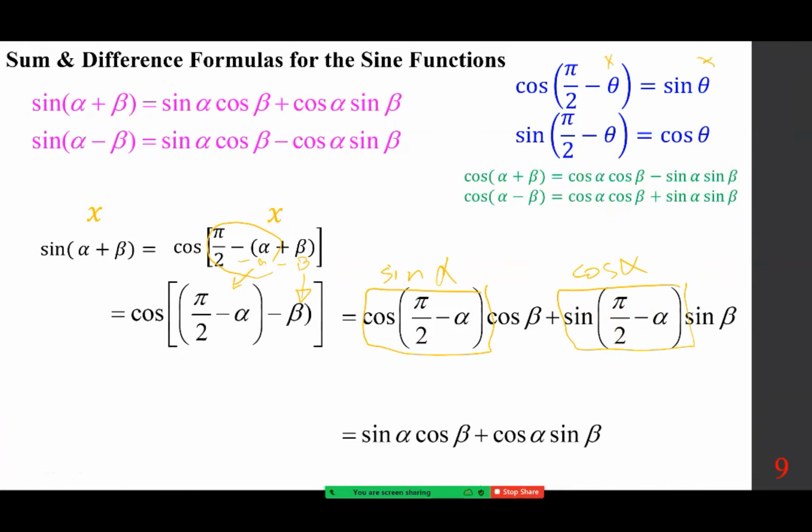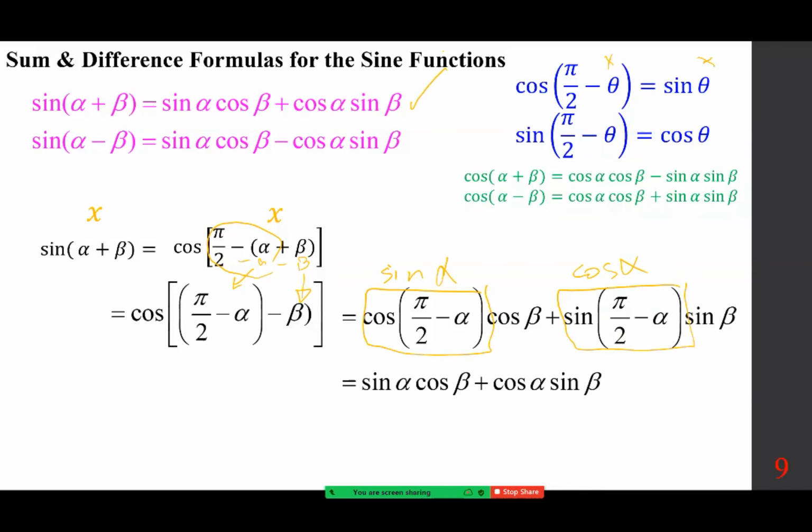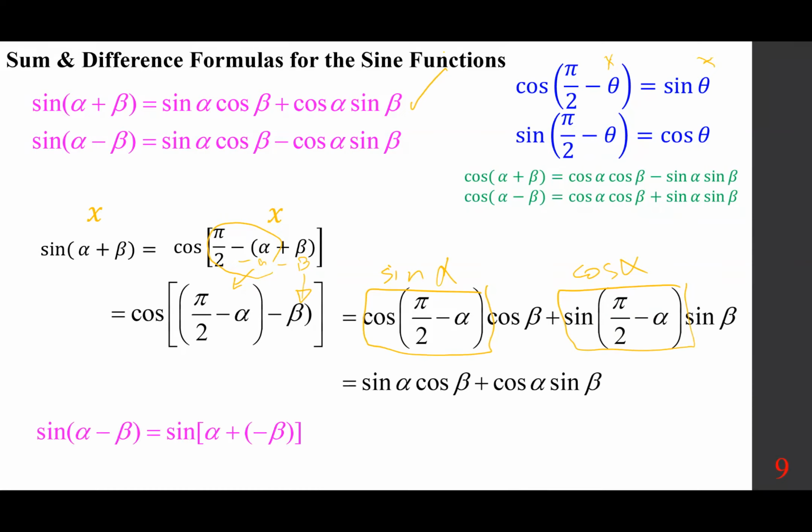This one is cosine alpha. And now we proved sine of alpha plus beta is sine alpha cosine beta plus cosine alpha sine beta. In order to prove the second one, so minus beta, we are going to write it as plus minus beta. So alpha minus beta is alpha plus minus beta.